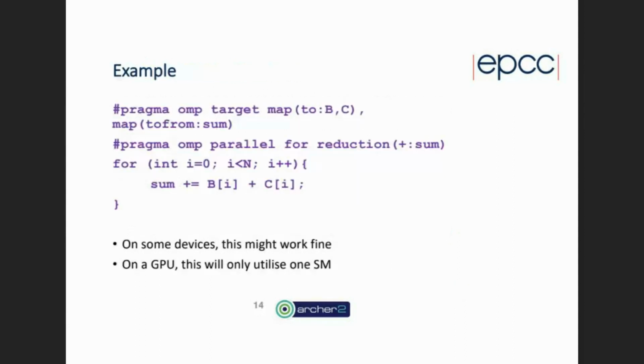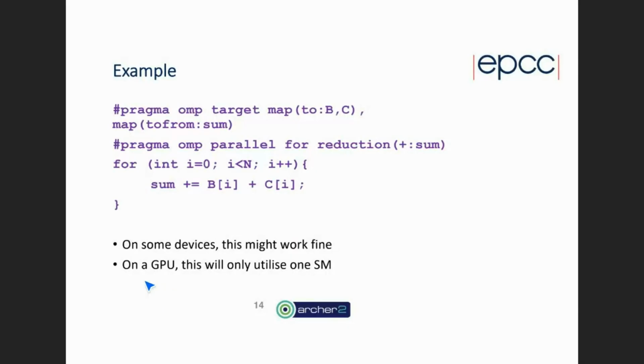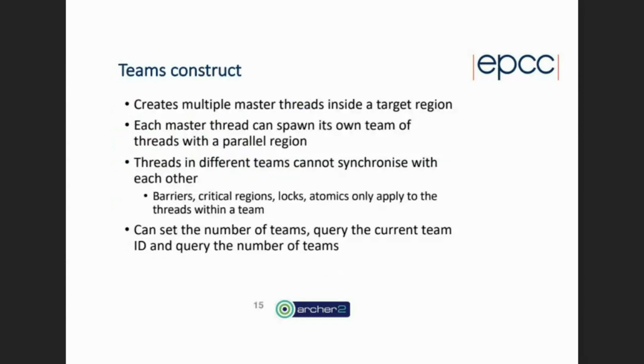So how does this work in OpenMP? For this example, if I just had a parallel for inside my target region, then on a GPU, or some other device, that might work fine, that might be all you need. But for a GPU, that's only going to use one streaming multiprocessor, which is probably not much use. So for GPUs, we need something extra.